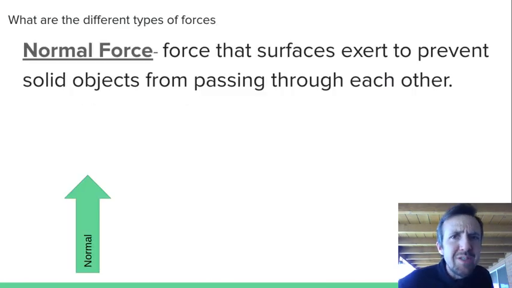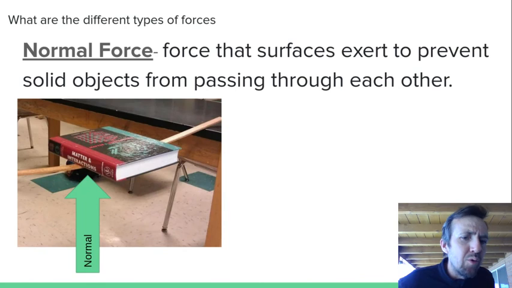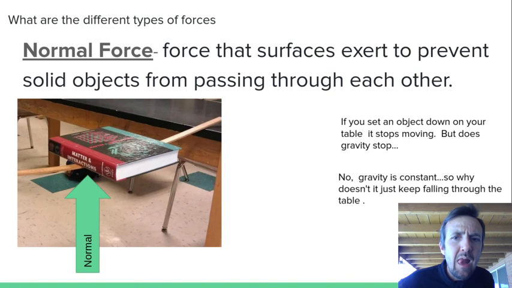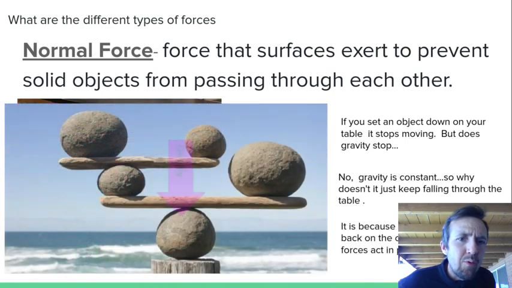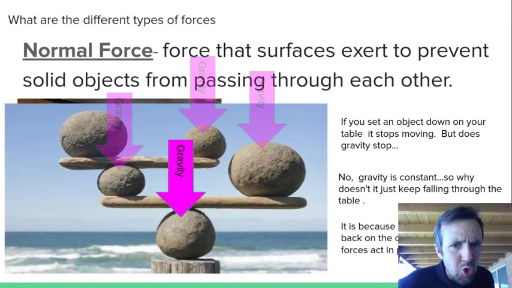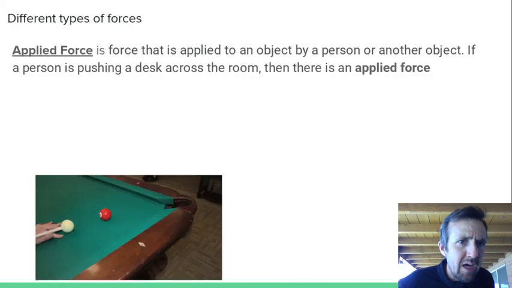Normal force pushes back up against it. Normal force works with gravity. So if you've got gravity pulling down, then normal force pushes back up. That is its force pair. So gravity's pulling this book down. Normal force is pushing it back up. Gravity pulls these rocks down, but normal force pushes it back up.